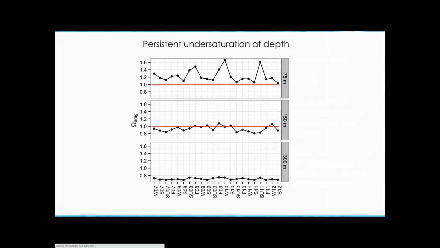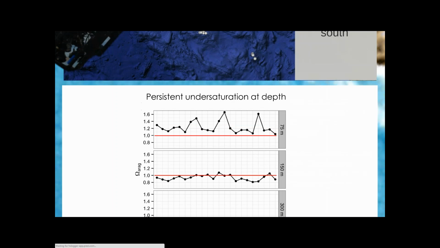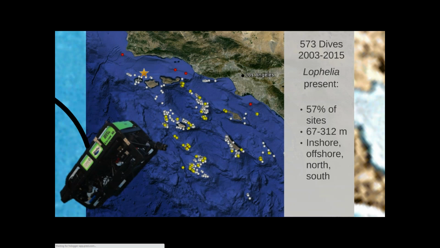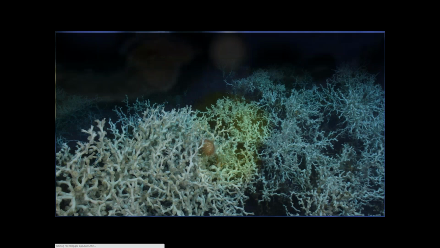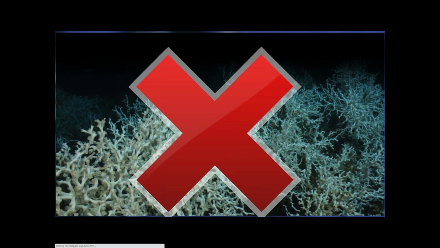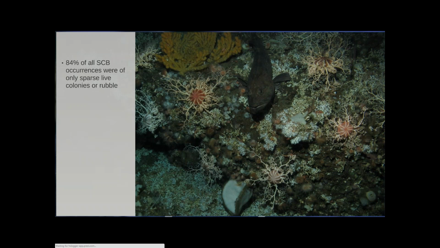But as much as we wanted to think about these points on a map, we wanted to go further and think about what these points represent. Because Lophelia in the Southern California Bight doesn't look like this. This is an example from the Gulf of Mexico. Lophelia in the Southern California Bight looks a little bit more like this. And 84% of all occurrences were only small or sparse aggregations or rubble.